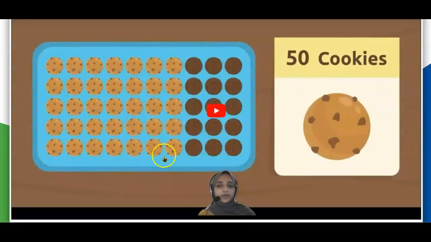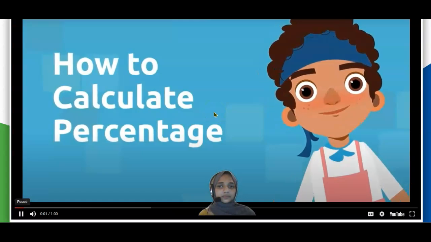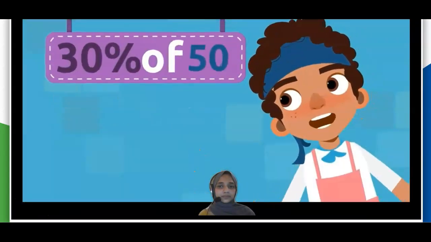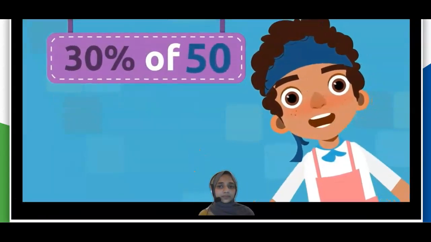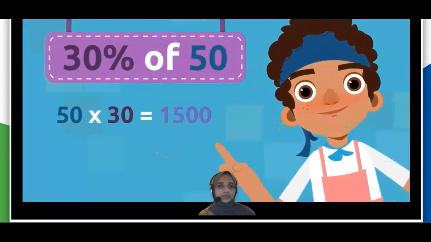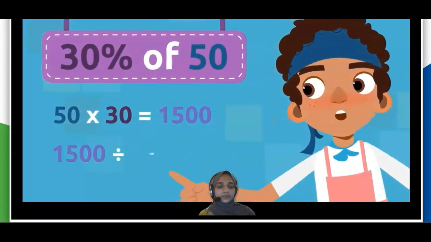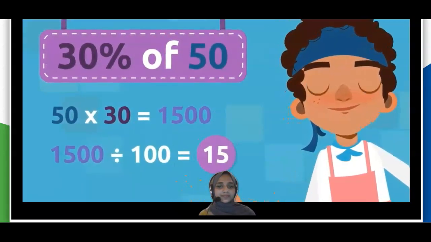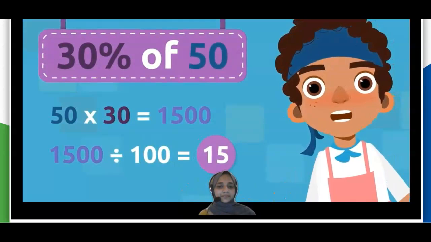Okay, now you see this video. How to calculate it? To calculate the percentage of a number, we multiply that number by the indicated percentage number and divide by 100. Let's look at an example.